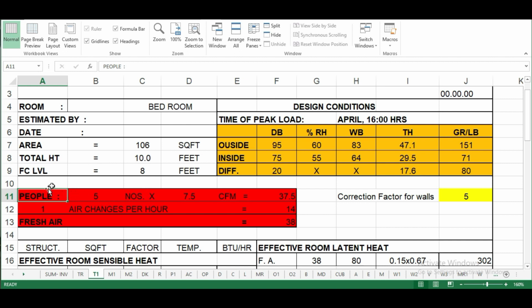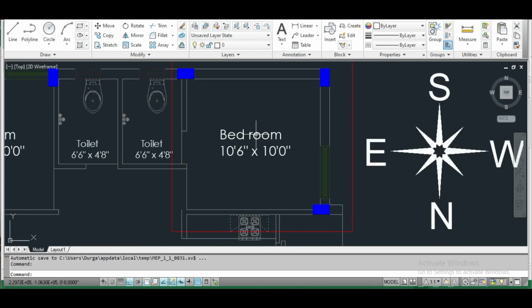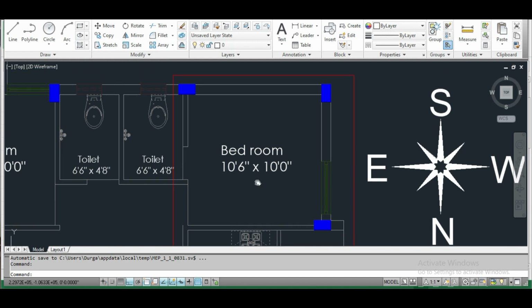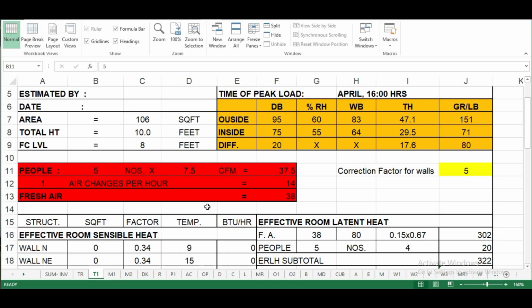First, in the fresh air calculation, how many people are considered or assumed to be there in your premises. Since it is a bedroom, maximum 2 to 3 people will be there, but on a higher note I am entering 5 people, that is 2 people extra over here. Next is the CFM per person. I have considered 7.5 over here.